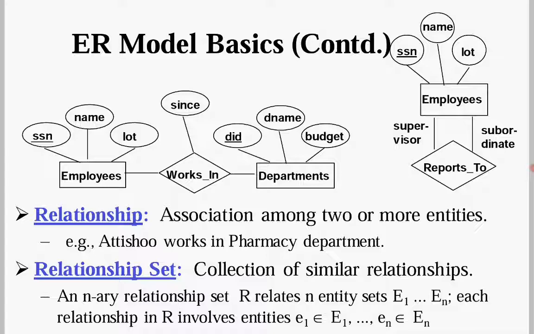Generally relationships are used to connect two or more entities, and even relationships have some properties or characteristics. Here, since means the number of years since when the employee has been working in this department. So this is the simple example of an ER diagram. In the exam we may write complex ER models and complex diagrams.